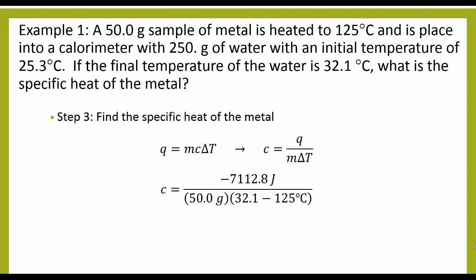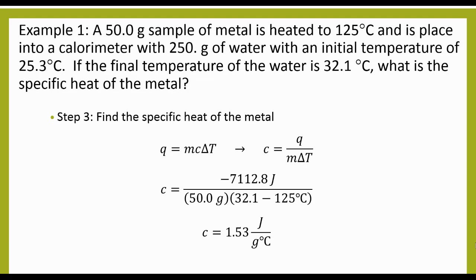Because when I put those two things together, eventually they're going to come to the exact same temperature. So I know that my metal is going to end up at 32.1 degrees Celsius when it started at 125. So make sure you do that. If you get to your answer, it should all work out where you end up with a positive specific heat. If you have a negative one, you did something wrong someplace.